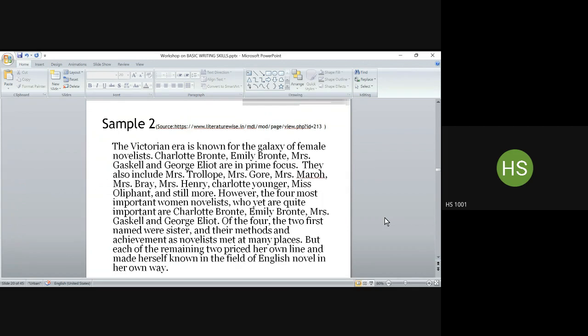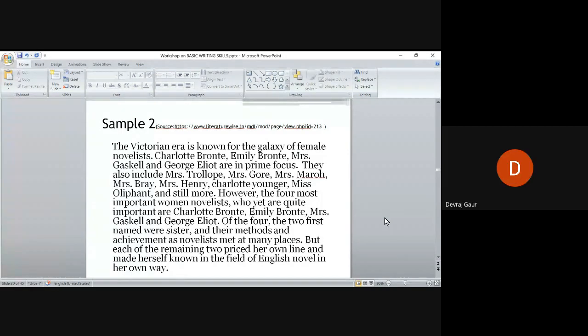Read it together. The Victorian era is known for the galaxy of female novelists. Charlotte Bronte, Emily Bronte, Mrs. Gaskell, and George Eliot are in prime focus. They, and so on and so forth. Okay. "They" refers to the female novelists.